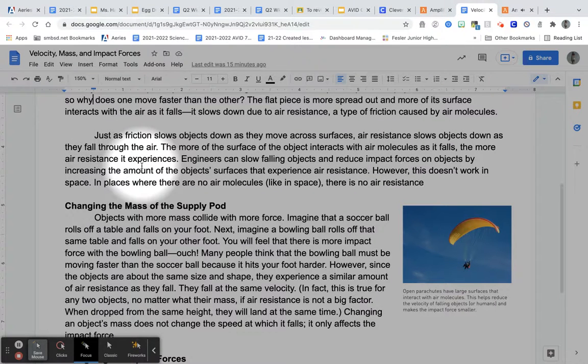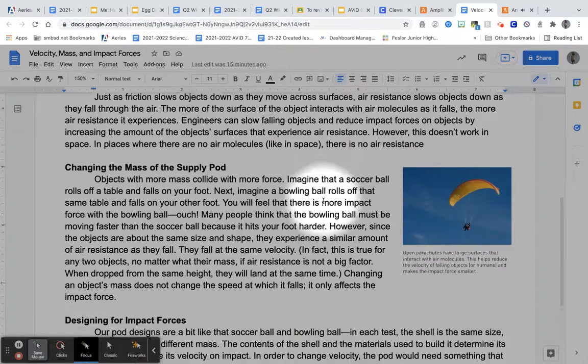resistance it experiences. Engineers can slow falling objects and reduce impact forces on objects by increasing the amount of the object's surfaces that experience air resistance. However, this doesn't work in space. In places where there are no air molecules, like in space, there is no air resistance.